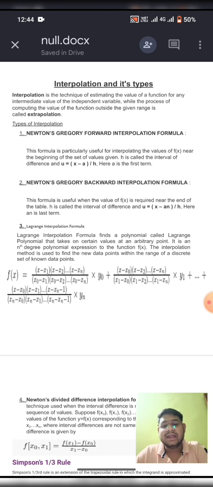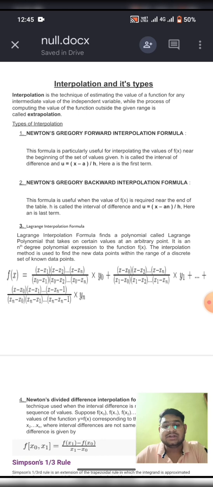Interpolation is the technique of estimating the value of a function for any intermediate values of the independent variable, while the process of computing the value of the function outside the given range is called extrapolation. Types of interpolation: Newton-Gregory forward interpolation formula, Newton-Gregory backward interpolation formula, Lagrange's interpolation formula, Newton's divided difference interpolation formula.